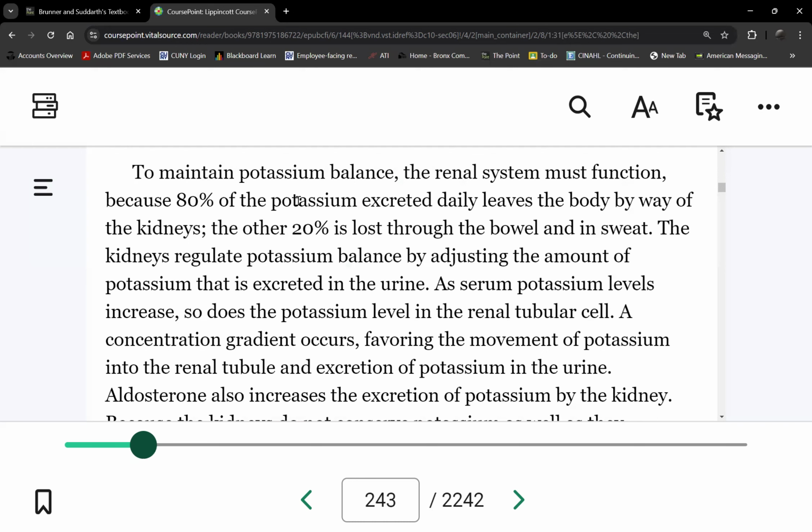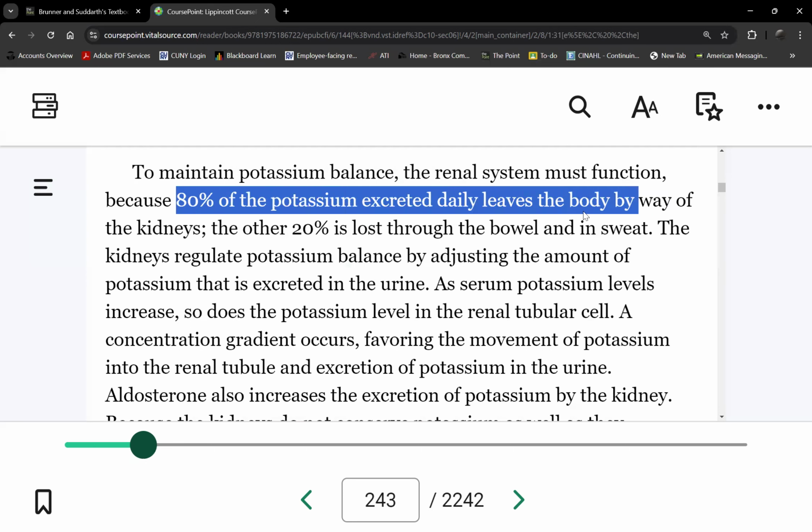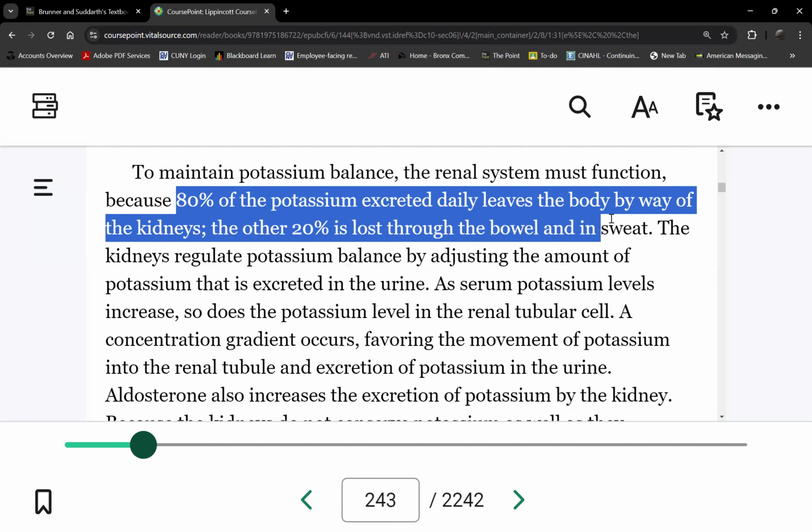Here's the fact. 80% of the potassium is excreted through the kidneys. The other 20% is through your bowels and through sweat. Now, because of this fact, 80% of your potassium leaves the body. That means, what is your responsibility whenever you give potassium supplements, whether it's PO or IV? What should your assessment be before giving any potassium?